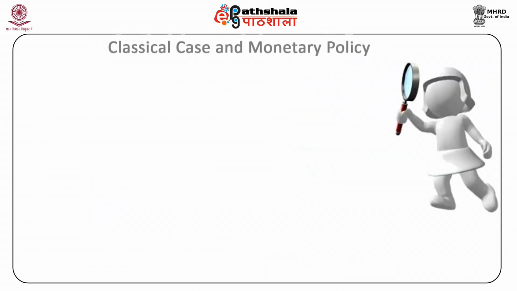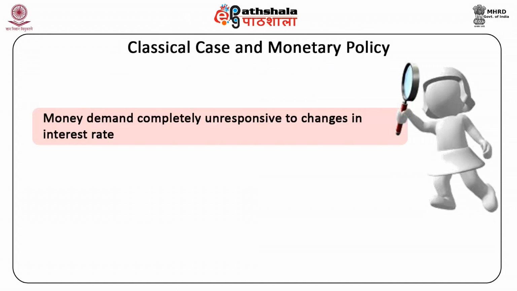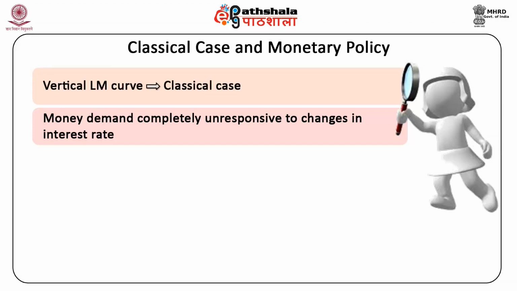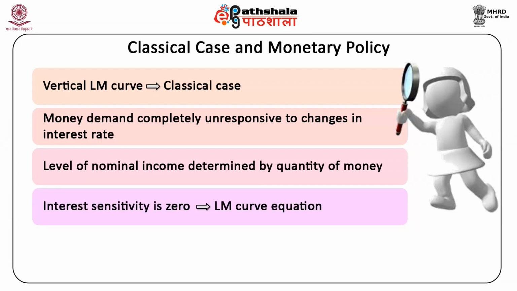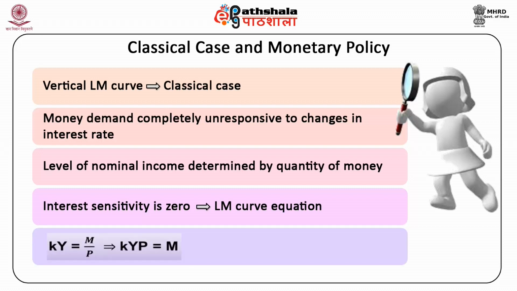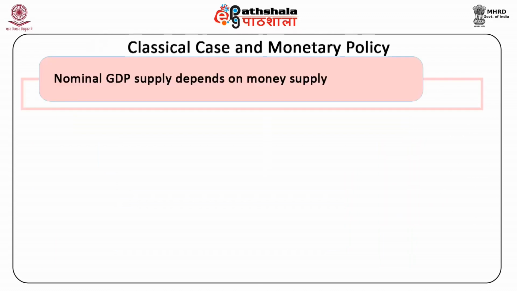A vertical LM curve implies that the demand for money is completely unresponsive to the changes in interest rate. The vertical LM is called the classical case because the level of nominal income is solely determined by quantity of money. As the interest sensitivity, that is h, is 0, the LM equation turns out to be kY = M/P, or kYP = M. This implies that the nominal GDP, that is Y times P, depends only on money supply, that is M.